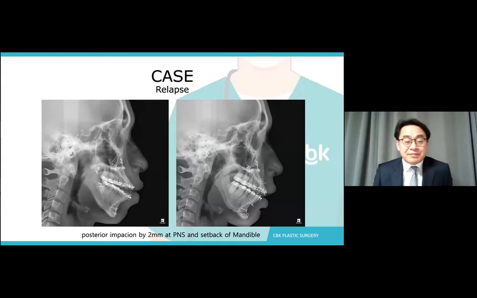This is a case of relapse. The patient got a two-jaw surgery, but complained of anterior open bite and protrusion of the mandible. So I performed the posterior impaction by 2 millimeters, and I set back the mandible to fit the occlusion, and I did the advancing genioplasty as well.